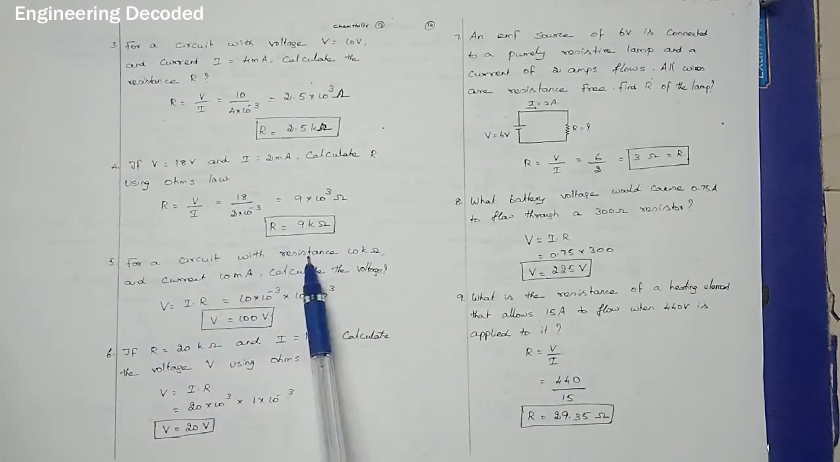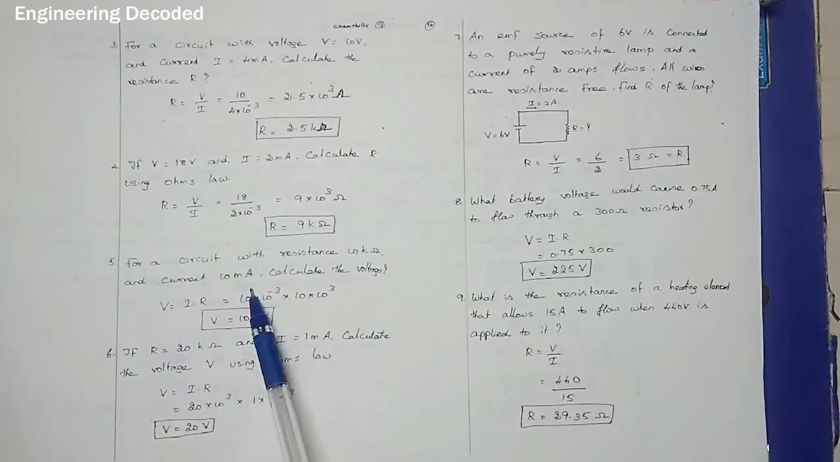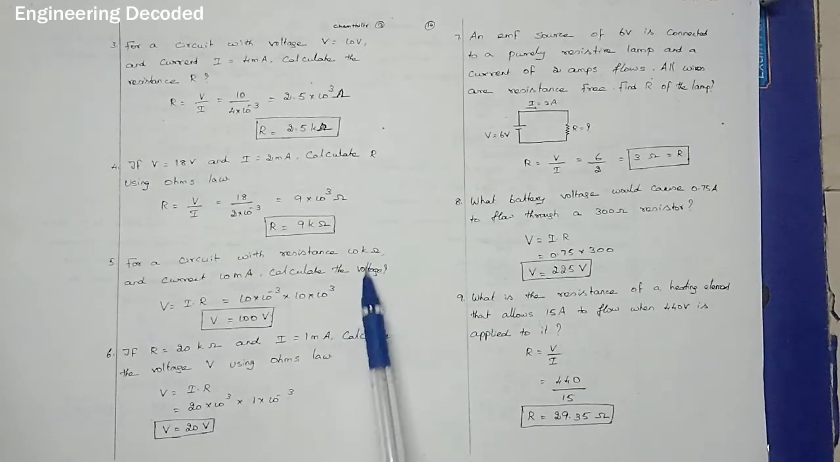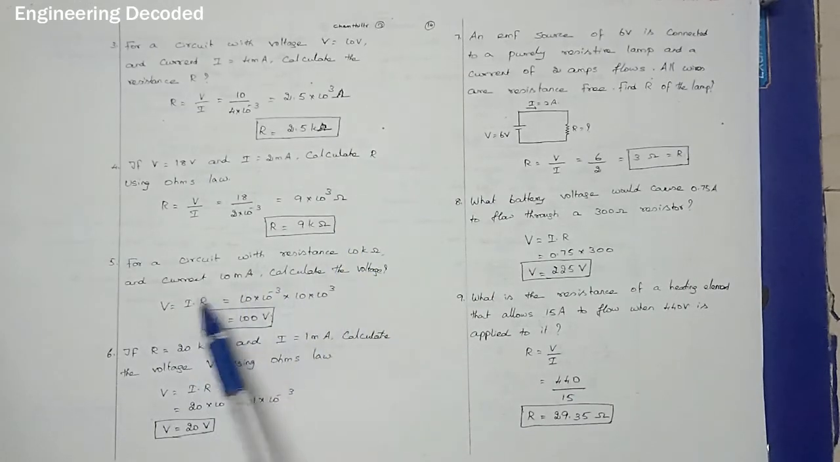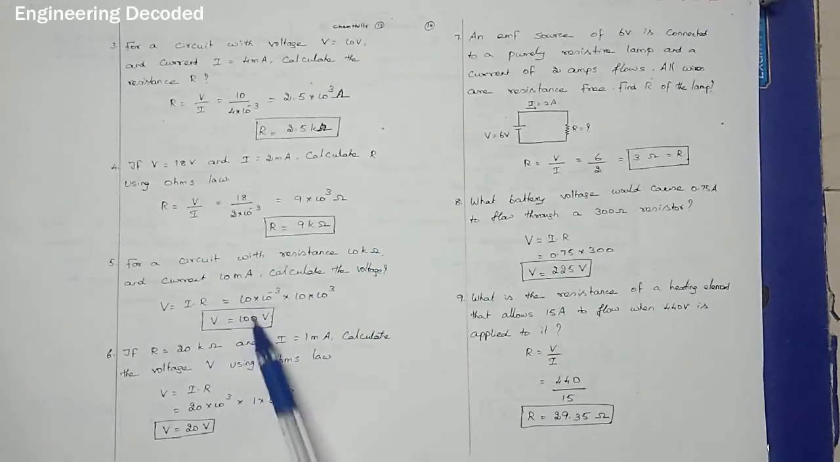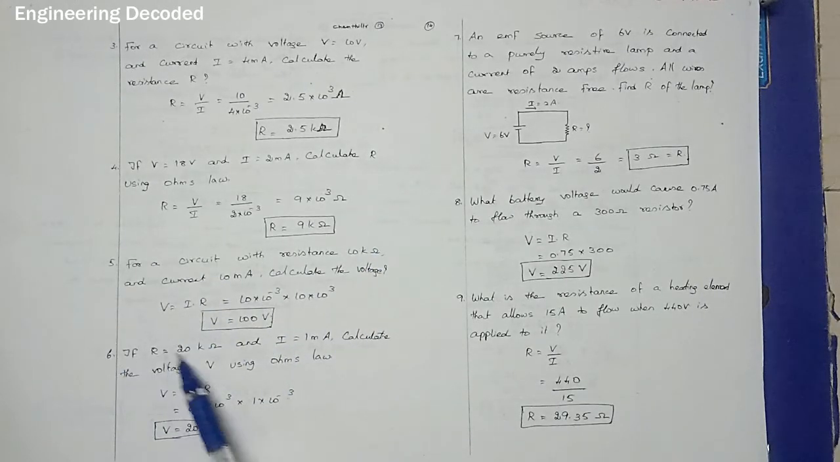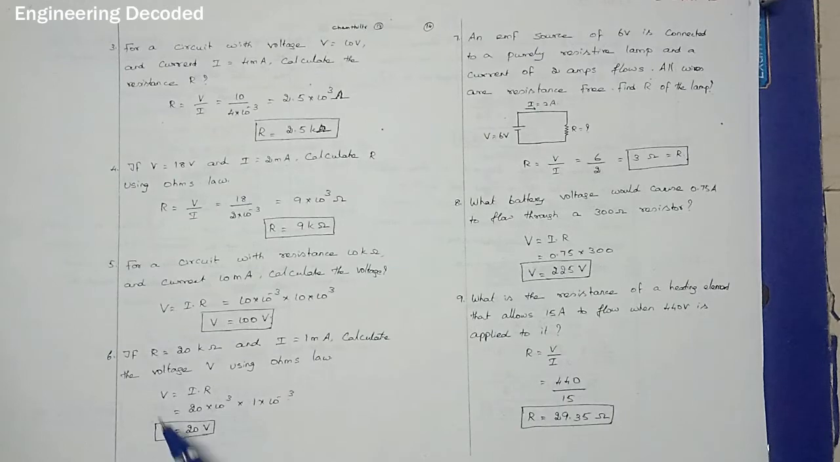For a circuit with the resistance 10 kilo ohm and current 10 milliamps, calculate the voltage. So here V is the unknown. So V equal to I into R. You can substitute the values of I and R and find out V. If R equal to 20 kilo ohm and I equal to 1 milliamp, calculate the voltage V using Ohm's law. So resistance R is given, current I is given, V is the unknown. So V equal to I into R. You can simply substitute the given values and find out the unknown.